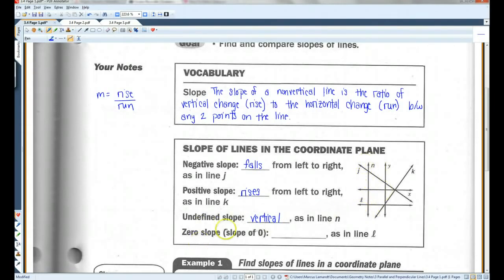That's different from a slope of 0. This is going to be horizontal, like line L. Okay? Please make sure you don't get these confused.